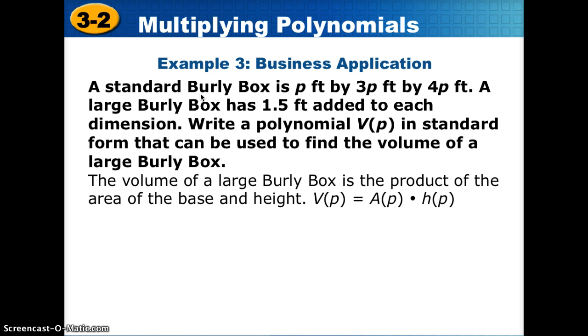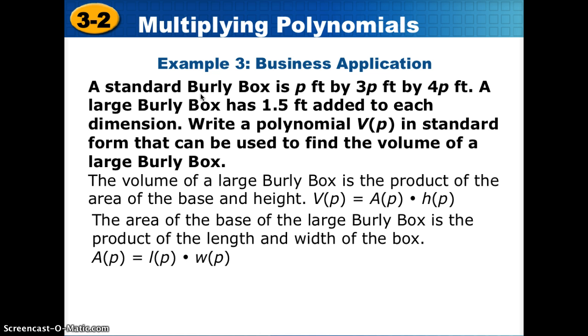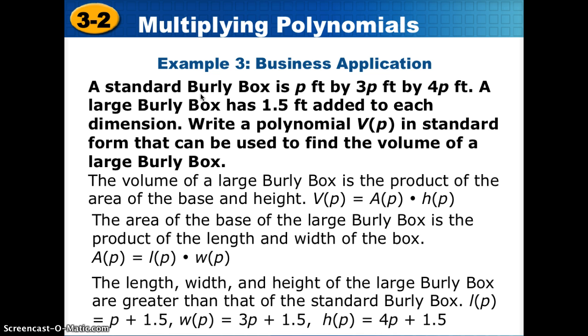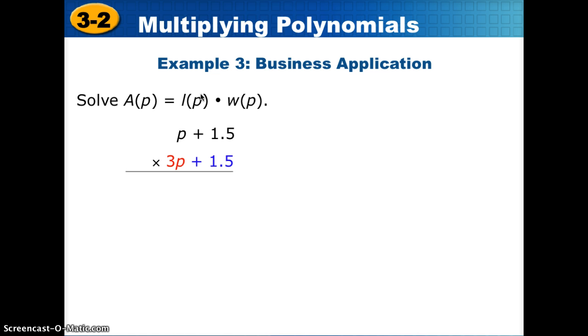So in this example, it says it's area of the base times the height, and the area of the base is length times width. So what we're going to be doing is multiplying length times width times height, and each one of those is going to be the original dimension, P, 3P, and 4P, with 1.5 added to each one of those. Okay, so here when we're multiplying the polynomials to one another, again, we can do this vertically, horizontally, or using the matrix.